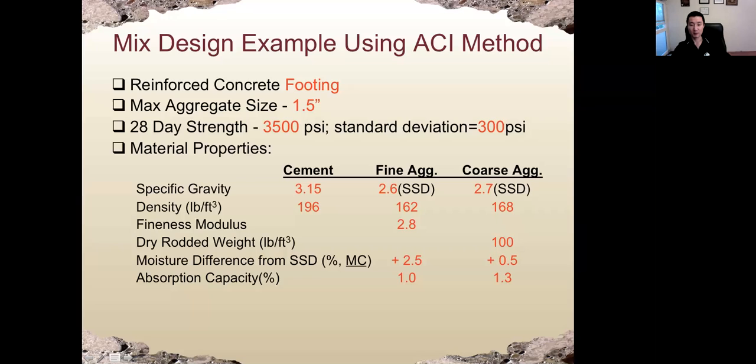The moisture content, okay, we discussed what moisture content is and how we can calculate that. For sand it is 2.5% positive. For the coarse aggregate it is 0.5% positive, which means the sand and the coarse aggregate are in wet condition. Sometimes the moisture content is negative, so that means the aggregate will be in air dry condition. And it also tells us the absorption capacity of the aggregate.